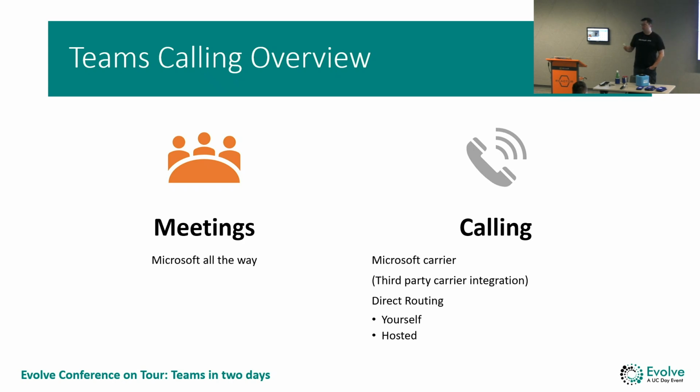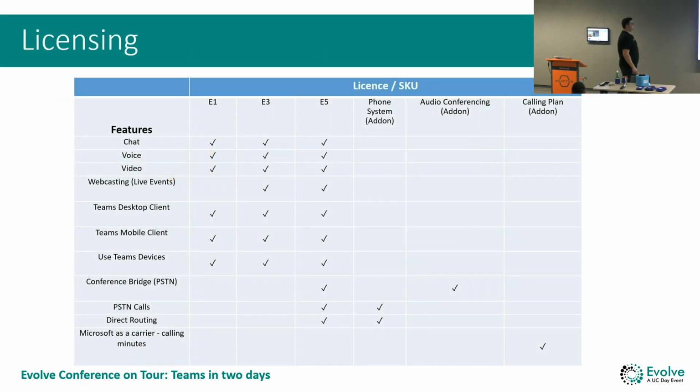The other option is hosted. There's an option that Microsoft has for direct routing where you can have a giant direct routing setup and host multiple customers on that. So you're finding quite a lot of the carriers or some of the managed service IT providers are spinning up their own direct routing hosted services. So let's take a slight detour to talk about licensing quickly.